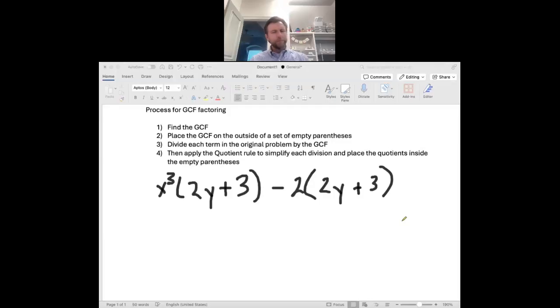So 2y plus 3 is the greatest common factor? It is. So 2y plus 3 stays in parentheses. What goes inside the parentheses? x to the third power minus 2. Perfect. That's exactly right.